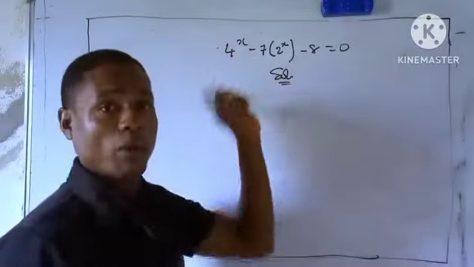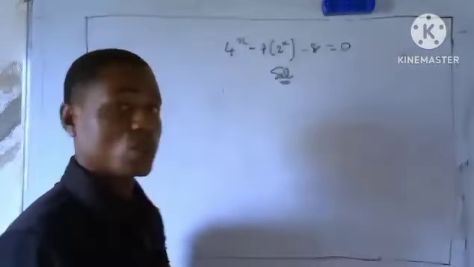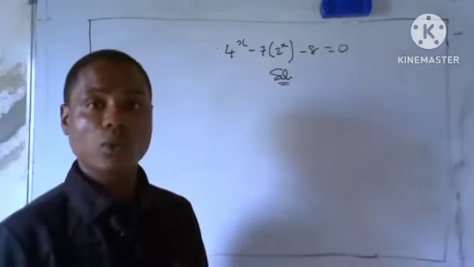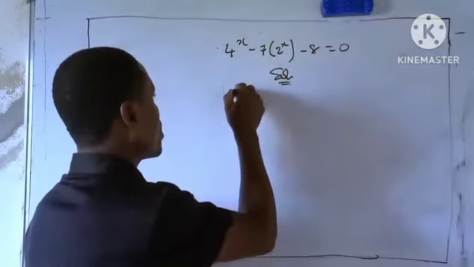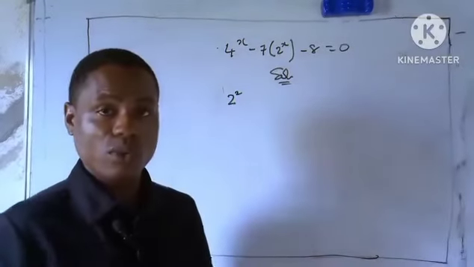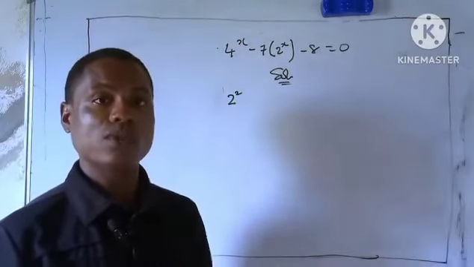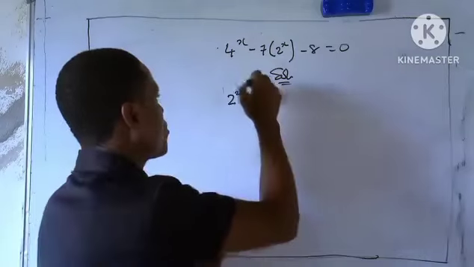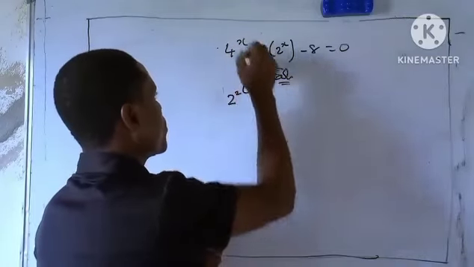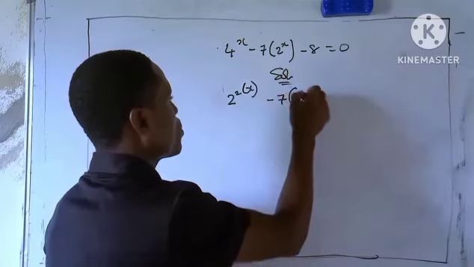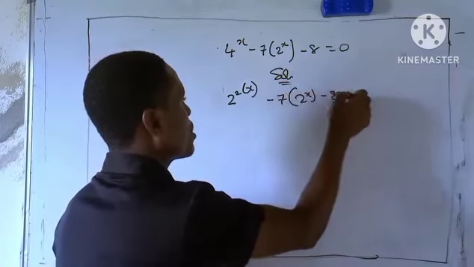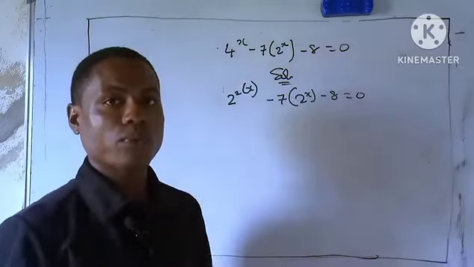We have 4 raised to power x, right? We can change 4 to what? Index form, isn't it? Because 2 raised to power 2 is still the same thing as 4, right? 2 squared means 2 times 2, right? Multiply by x, okay? Minus 7, 2 raised to power x minus 8 equal to 0.